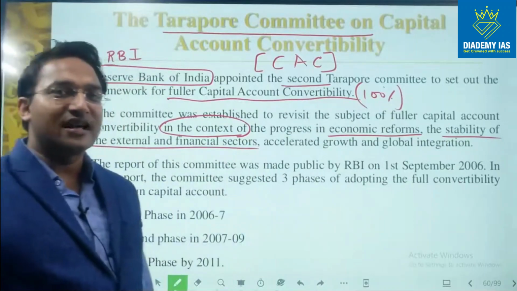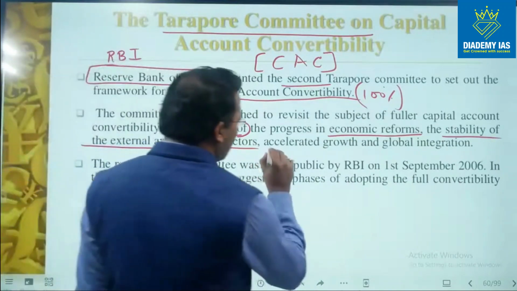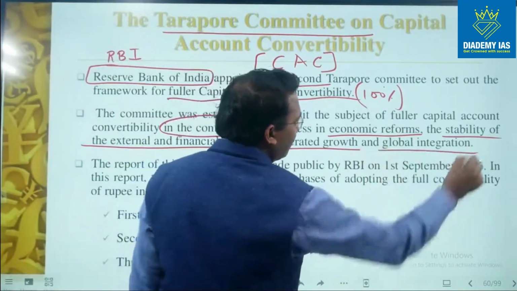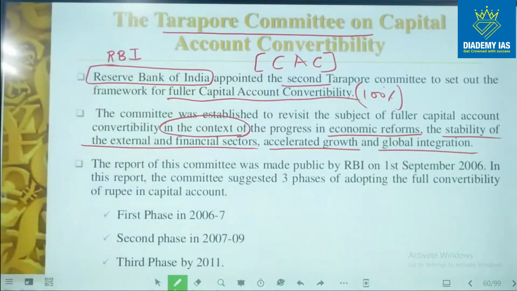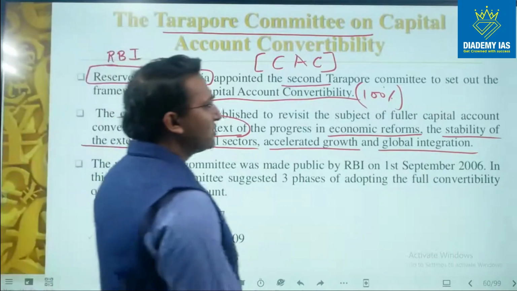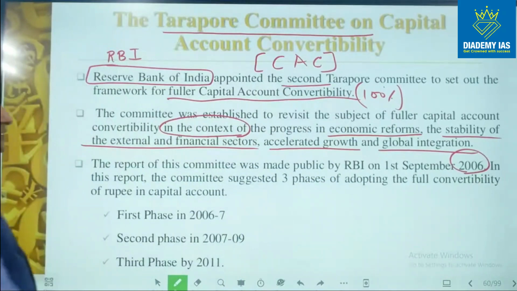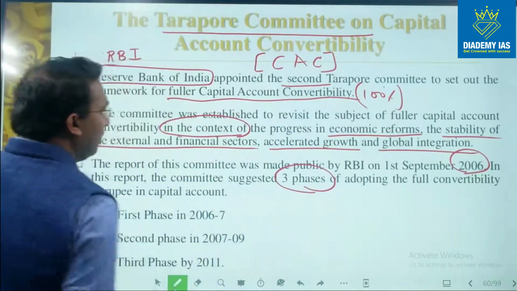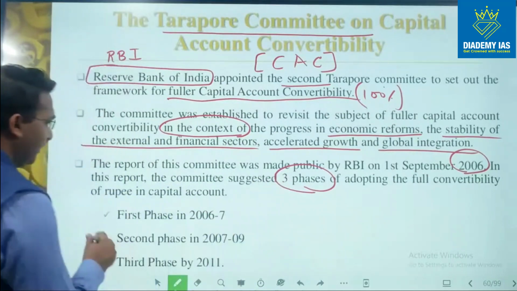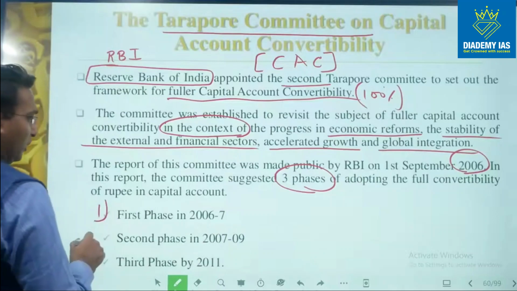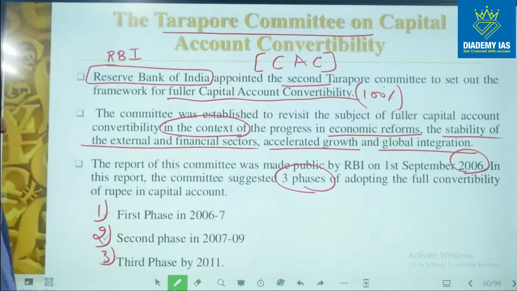Our external and financial sectors were stable and we wanted to make them more stable. Accelerated growth and global integration. We wanted more and more global integration. The report of this committee was made public by RBI on 1st September 2006. In this report, the committee suggested 3 phases of adopting the full convertibility of the rupee in the capital account. So 3 phases were suggested. The first phase in 2006-7, the second phase in 2007-9, and the third phase in 2011.